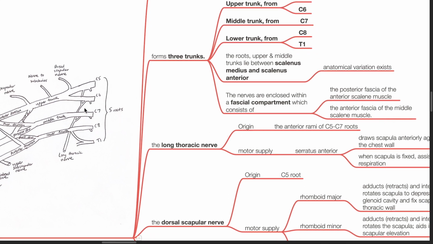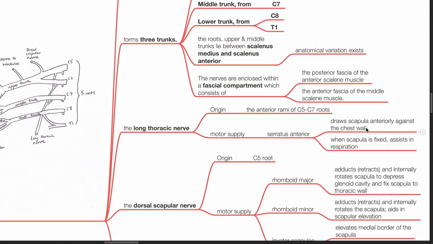The long thoracic nerve originates from the anterior rami of the C5 to C7 roots and supplies the serratus anterior, which draws the scapula anteriorly against the chest wall, and when the scapula is fixed, it assists in respiration.